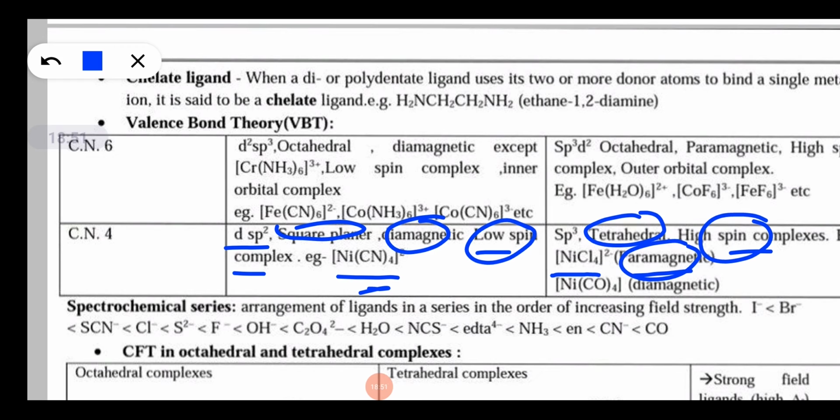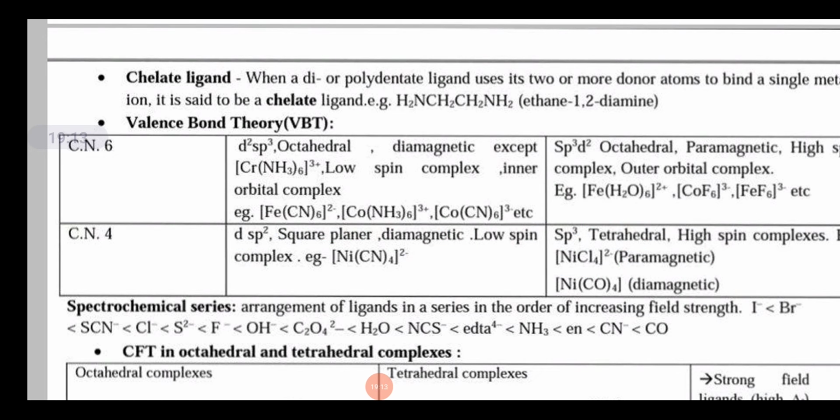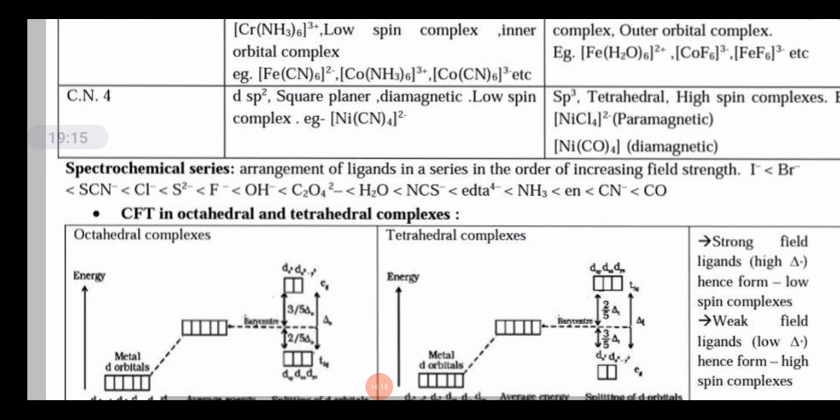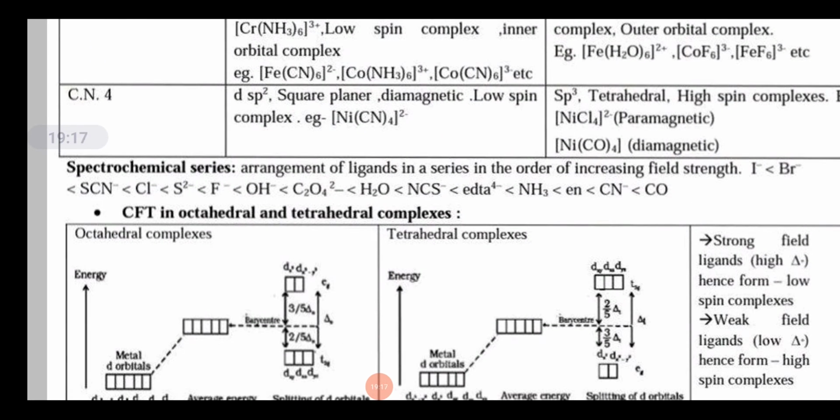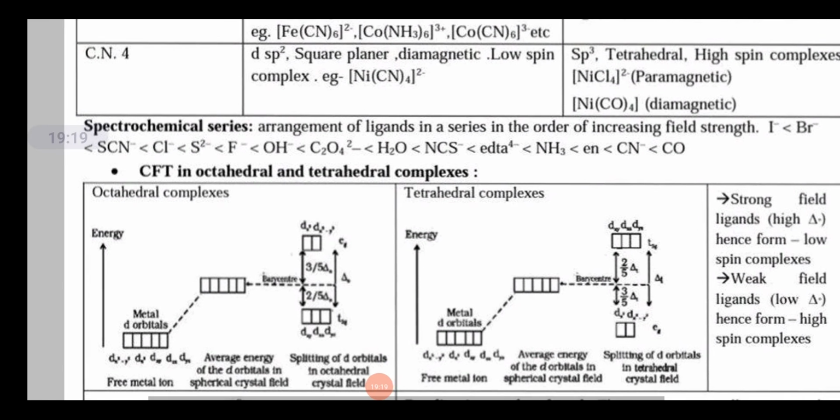Okay, so that is why the complex is diamagnetic. And in NiCl4 2 negative, here Cl is the weak field ligand, so electrons will remain unpaired, so it will form paramagnetic complex, it will form high spin complex. Hybridization will become sp3, so the structure will be tetrahedral. So you have to give attention only on the ligand. Ligand strong to inner orbital complex, ligand weak to outer orbital complex.